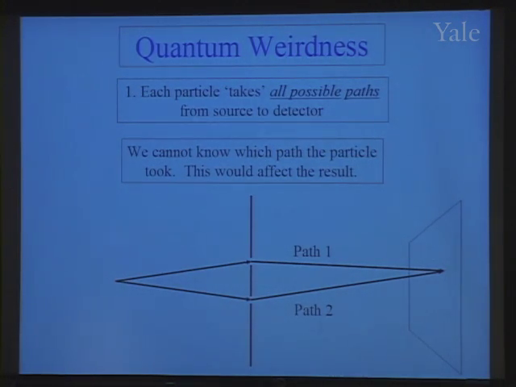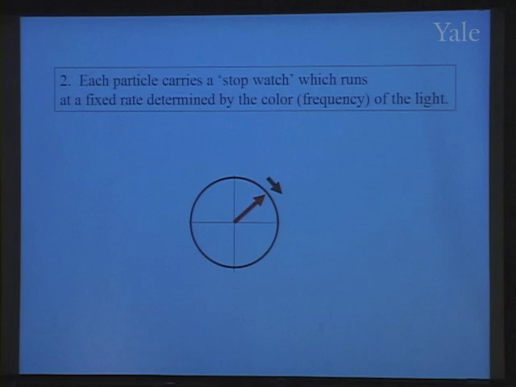Well, that's very strange. And basically it means we cannot know which path the particle took, because that would affect the result. Well, that's a pretty strange idea. On the other hand, the results of the experiment are pretty strange, so let's see if it works. So there's a second rule that Feynman made up to see if it would fit the experiment: each particle carries a kind of stopwatch, a little clock with a second hand that turns around very, very fast. Well, it turns around 10 to the 15 times per second. We won't worry about how fast that is. Let's just say it's keeping time.